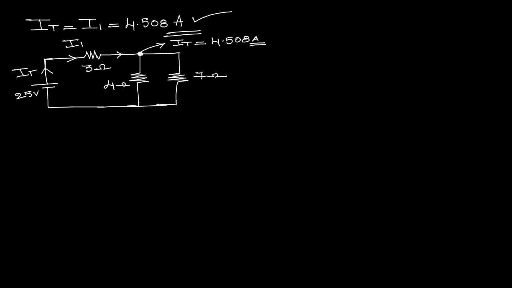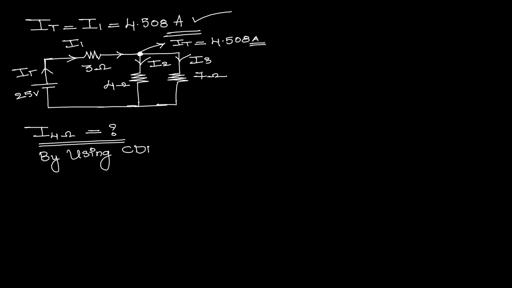Now if you know the value of total current available at the junction, you can easily find the value of current I2 as well as current I3. Now how to find the current flowing in 4 ohms? By using the current division rule, we can easily find the current flowing through this particular 4 ohms.